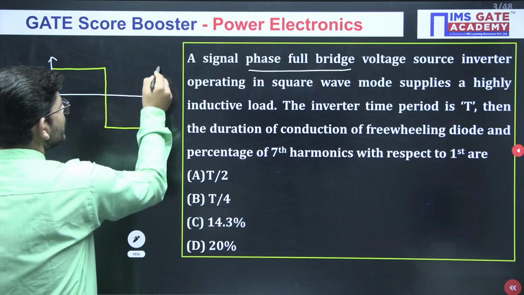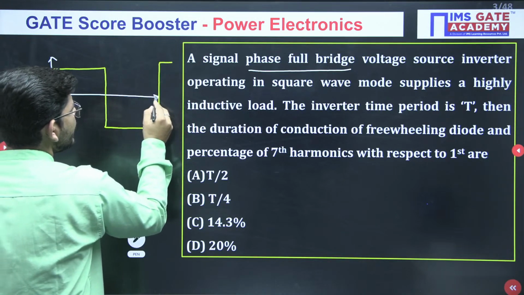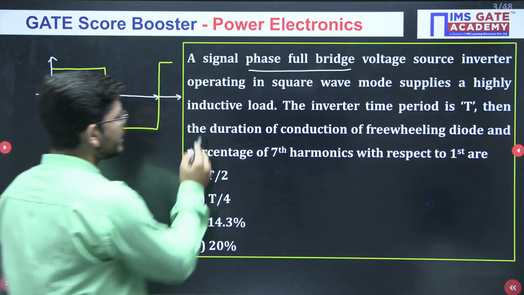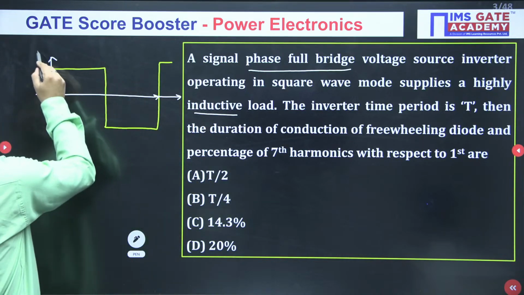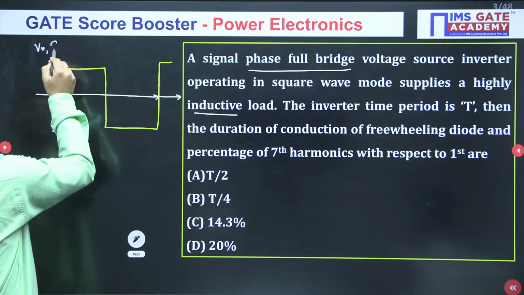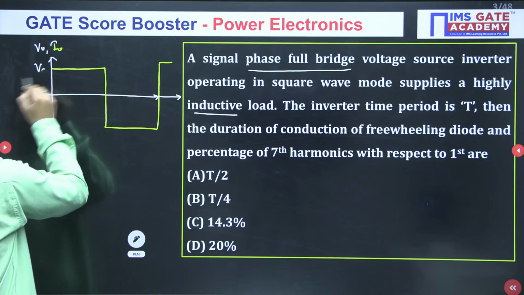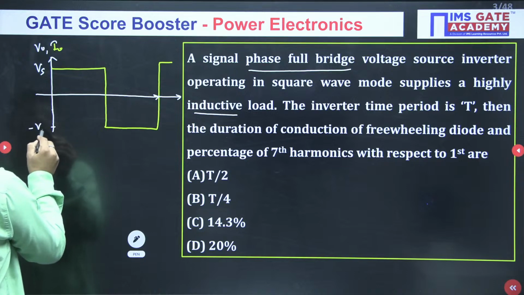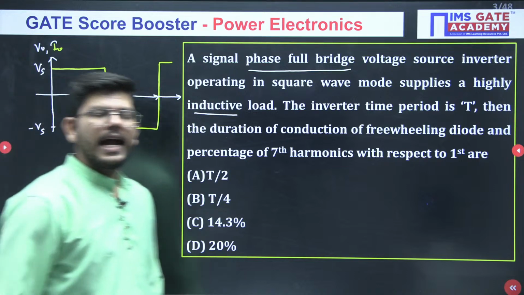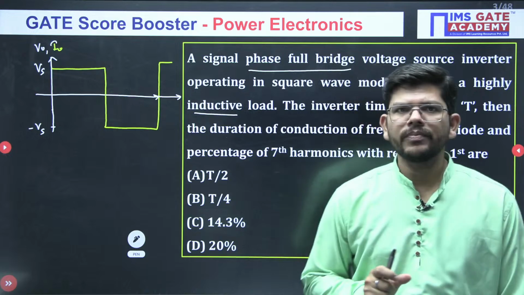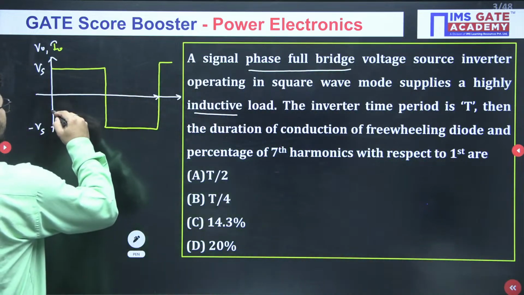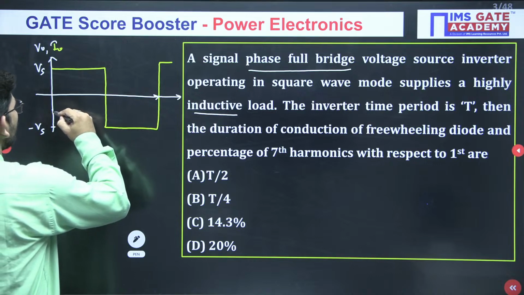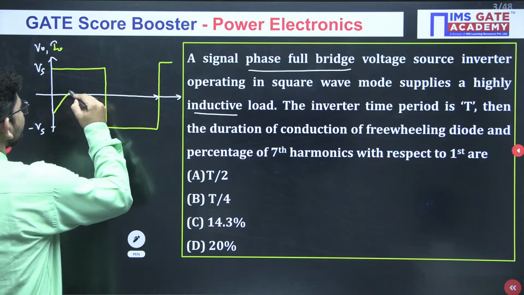Now what about the current? As you know, we have a pure inductive load. So this is the output voltage that we have. Let me plot output voltage and current. So this will be the output voltage, having a magnitude of plus Vs to minus Vs. And if we have a pure inductive load, the waveform of the output current will be a linear waveform. So like this, you will have a waveform for the current.